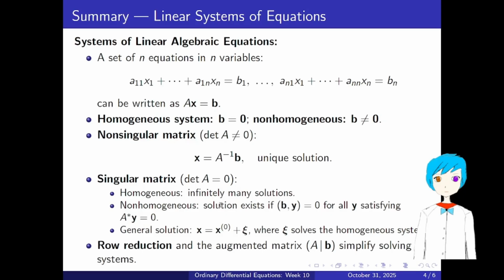For the non-homogeneous equation, the solution exists if the inner product of b and y equals 0 for all y satisfying A transpose y equals 0. That is to say, the projection of b on the kernel space of A transpose should be 0. The general solution of the non-homogeneous equation is x equals a particular solution plus a solution to the homogeneous system. So for Ax equals b, we can use row reduction and the augmented matrix to solve the equation by hand.